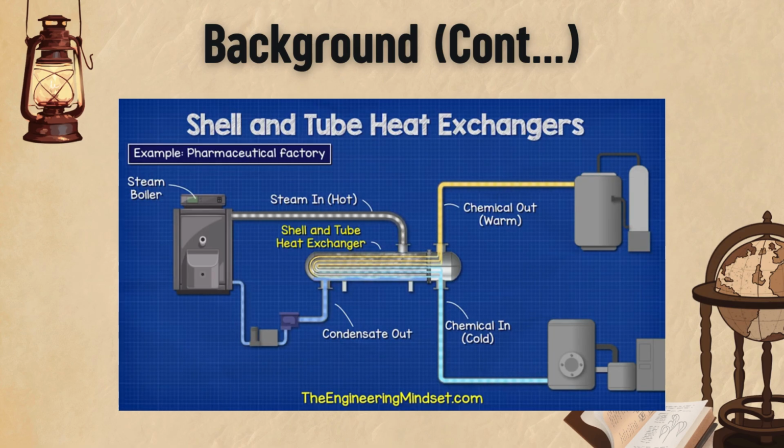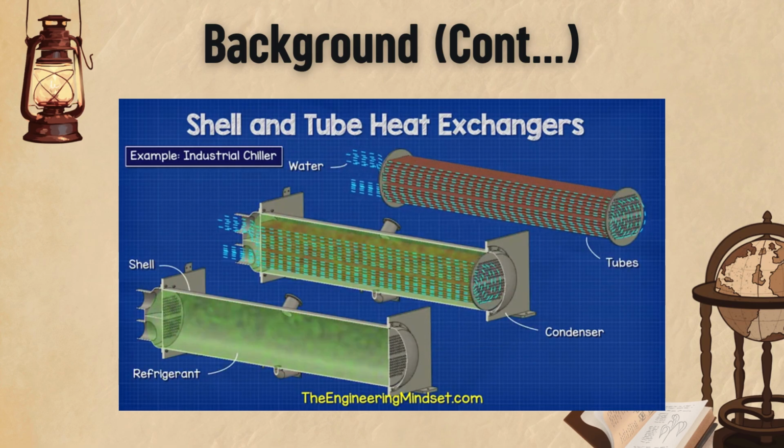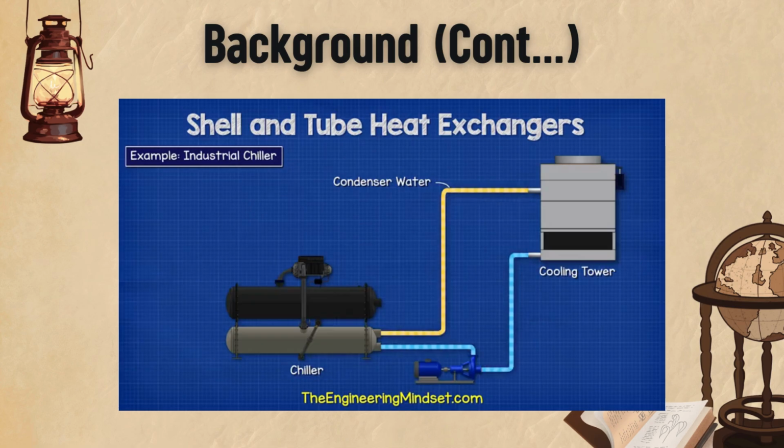Additionally, these are used in refrigeration applications, like this industrial chiller. We have the water flowing through the tubes and the hot refrigerant in the shell. The water will absorb the heat of the refrigerant so that it can transport this to the cooling tower, where it will be ejected into the atmosphere. The water returns cooler to pick up more on the chiller.